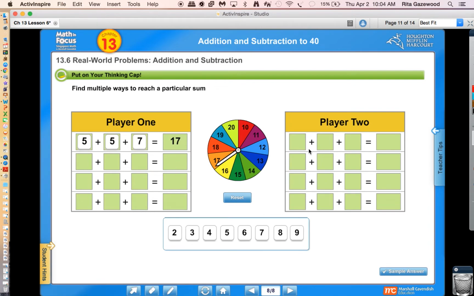Now you're going to go over here on your own. You could maybe do it on a piece of paper at home. How would you make 17 that would be different than mine? What strategy would you use? Take some time and try it.